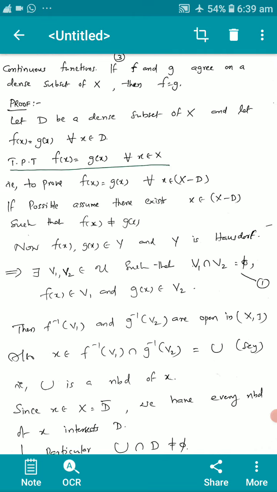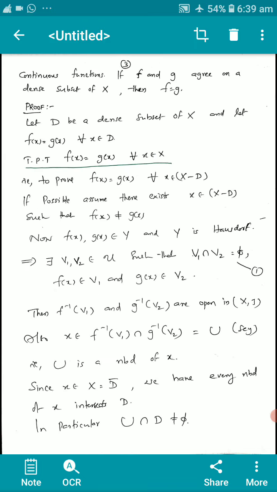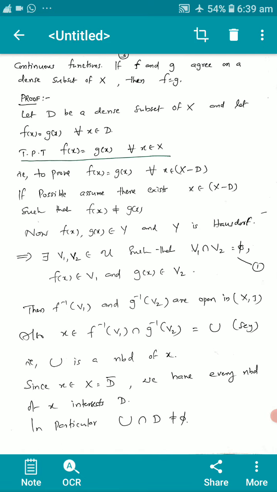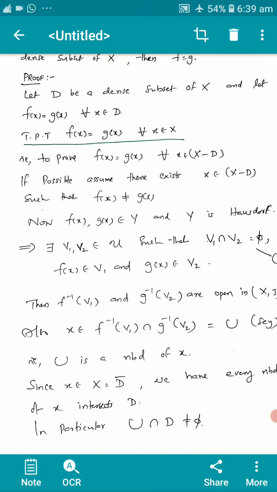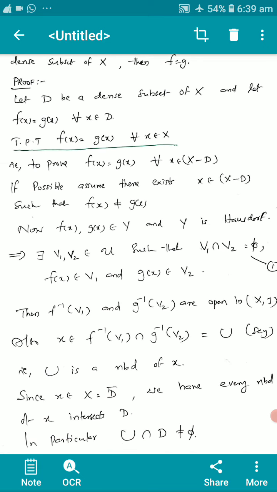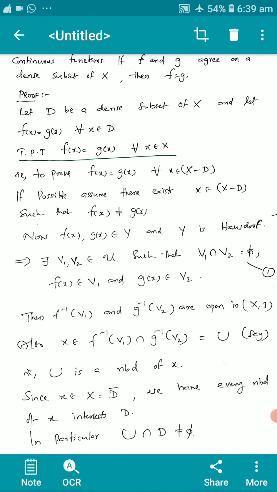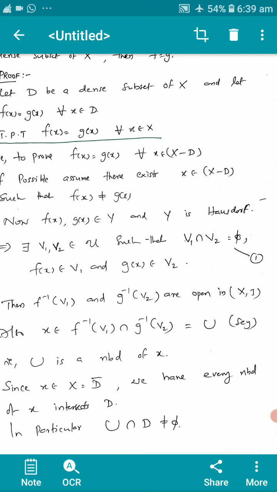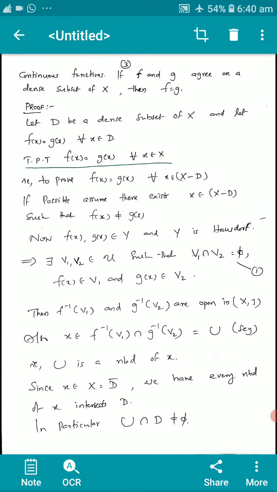Proof: D is a dense subset of X and f(x) equals g(x) for all x in D. To prove that f(x) equals g(x) for every x in X, that is to prove that f(x) equals g(x) for all x in X minus D, because that part is already done for D. So in the X minus D part you have to prove that f(x) equals g(x). If possible, assume that it is not true. That is, assume there exists some x in X minus D such that f(x) is not equal to g(x). Now f(x), g(x) are in Y, and Y is Hausdorff, of course.